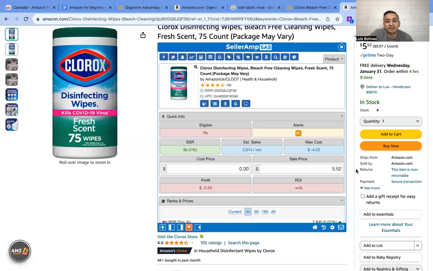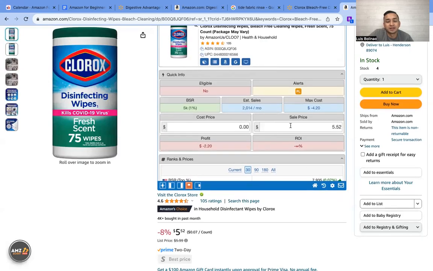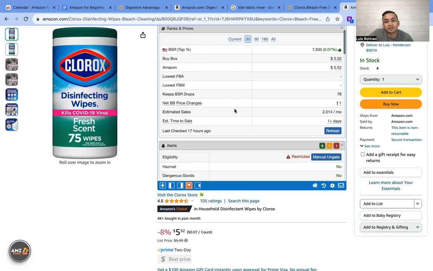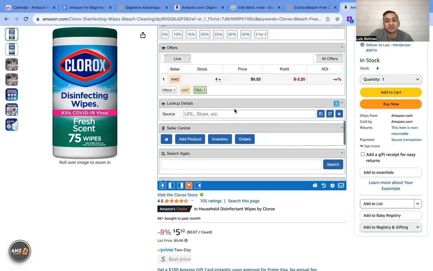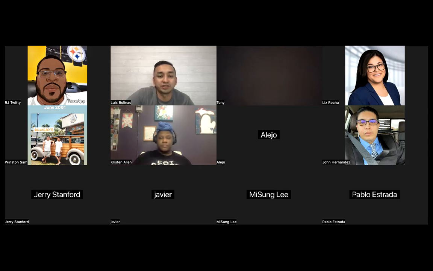Meaning it needs to give you at least a 20% ROI. It needs to give you a good amount of sales. And the competition needs to be decent, so that you can share the sales with your competition. I want to say those are the main data points when looking for a product. Got it?